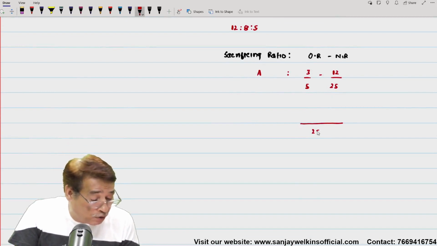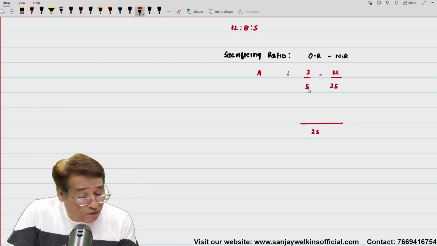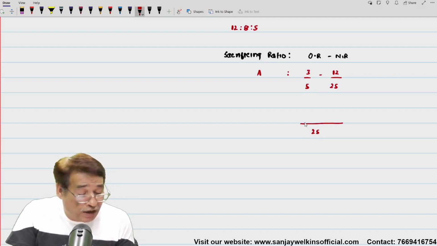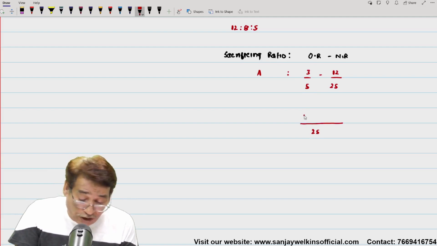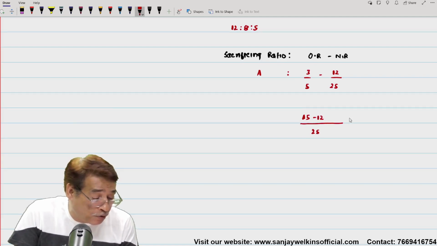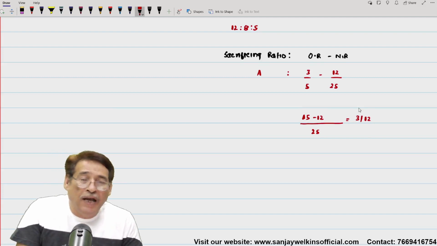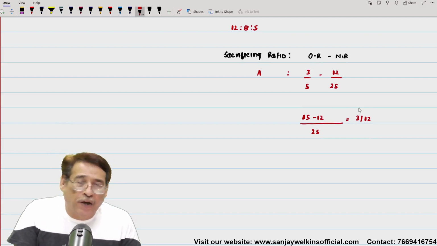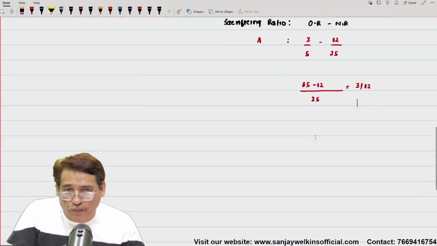For example, I will take the LCM. LCM will be equal to 25. And 25 gets divided by 5, so 5 into 3 is 15. So I am going to write here 15, and then of course I am going to write here 12. So 3 by 25. That means 3 by 25 portion has been lost or sacrificed by A because of the admission of the new partner.